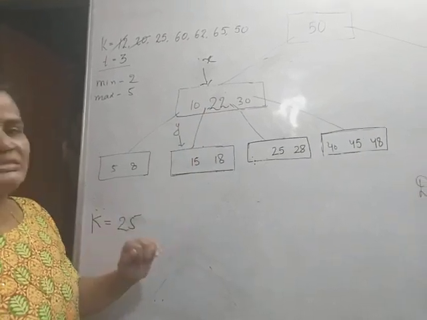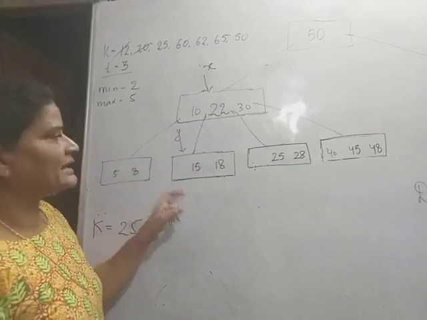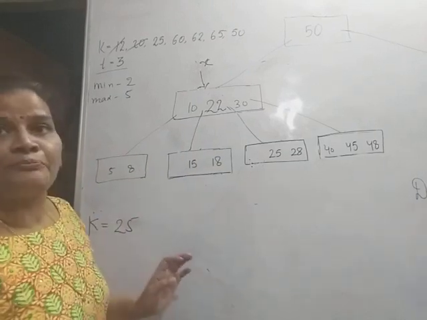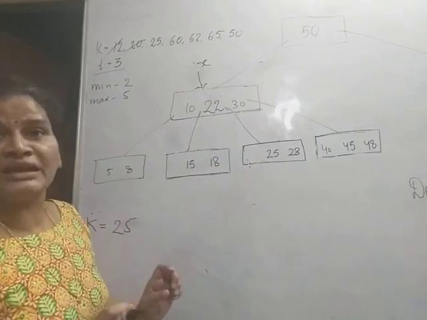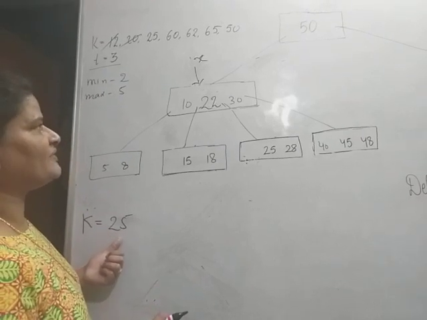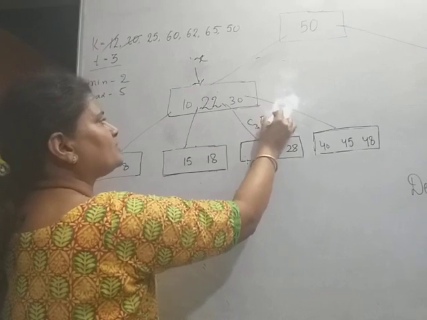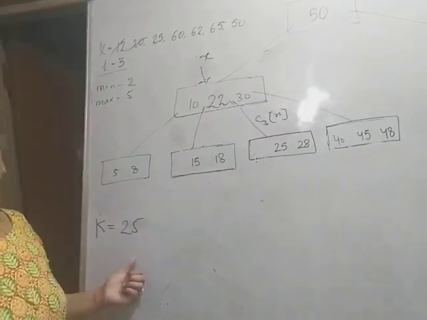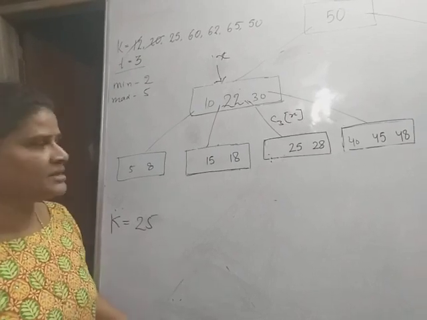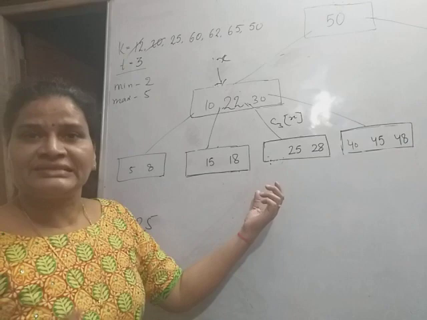So what is the case? If it is not present, then we check what? We find the root of the appropriate subtree. The root of the appropriate subtree for k equal to 25 is this one, C3x. This is the root of the appropriate subtree in which 25 may be present, if 25 is present in the tree at all.